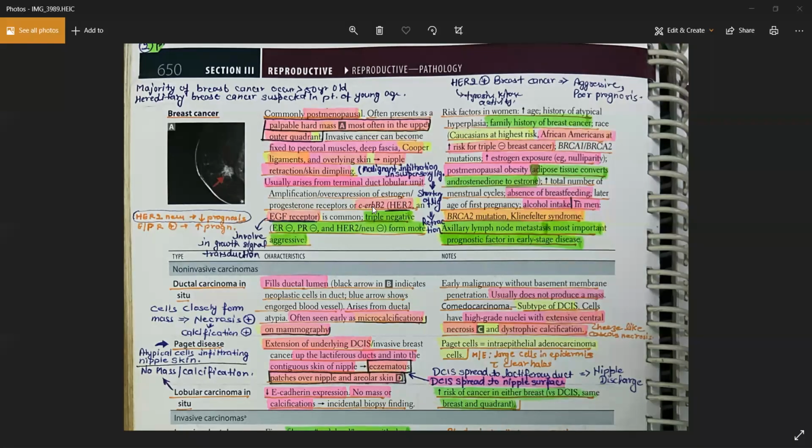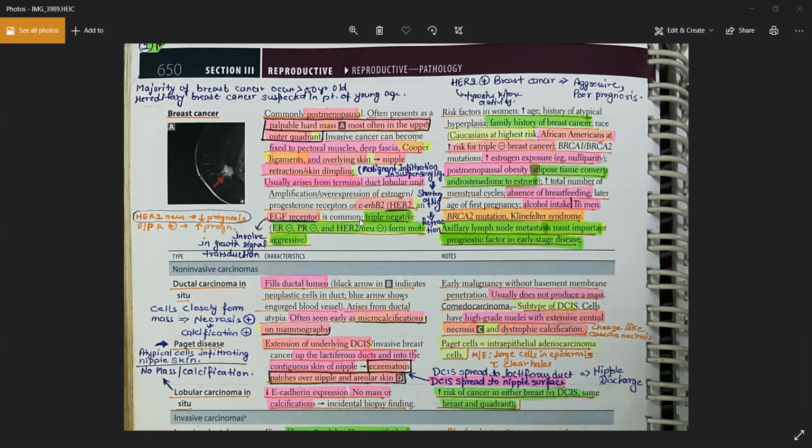Lung cancer. EGFR. So ERB1 for the lung cancer, ERB2 for the breast cancer. So ERB2 would be there, which is basically a growth factor receptor.